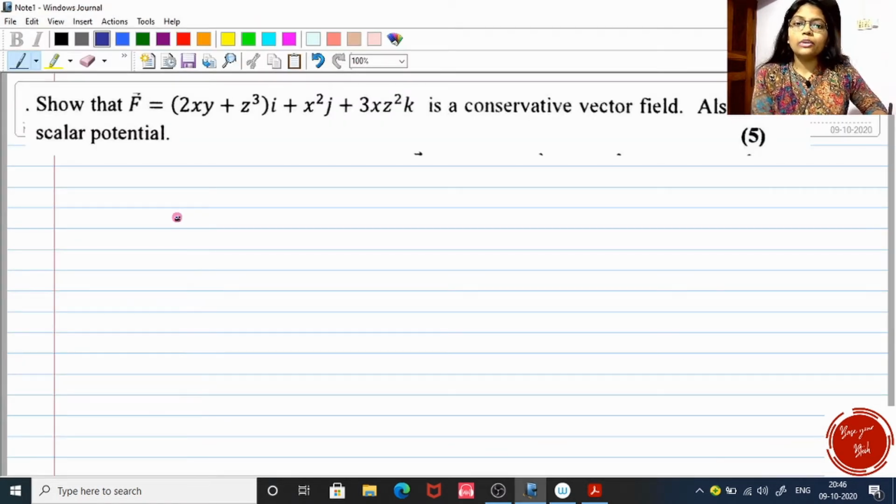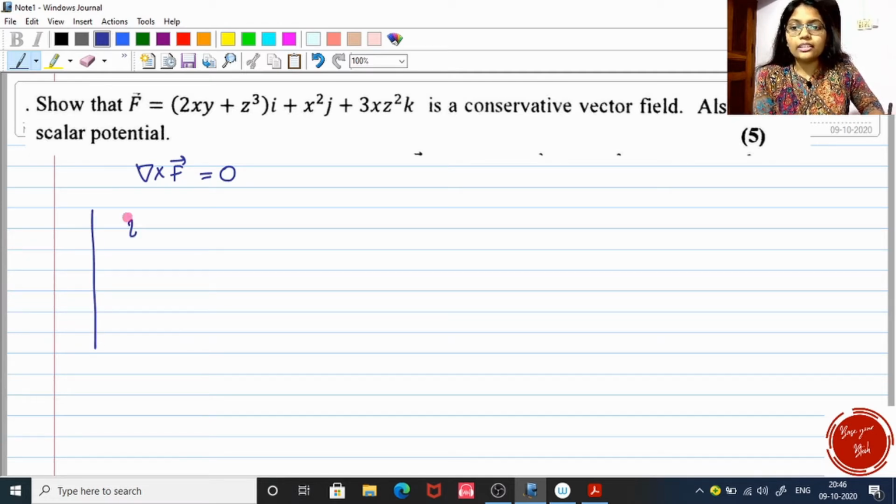So let me tell you that conservative field means del cross F, that field, when we take the curl for that particular field, it becomes 0. So actually this conservative vector field is an irrotational vector field. Okay. So del cross F equal to 0. We have to prove del cross this vector must be equal to 0. So how to take the curl for this function F?